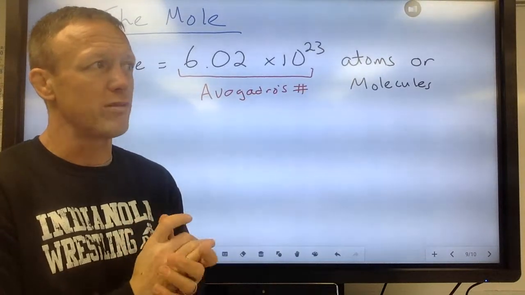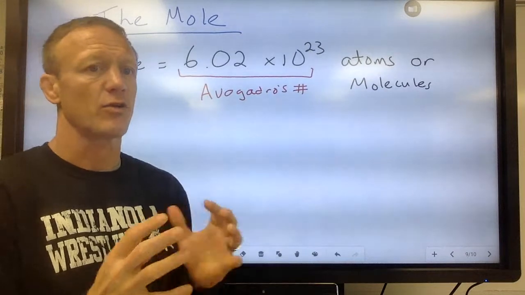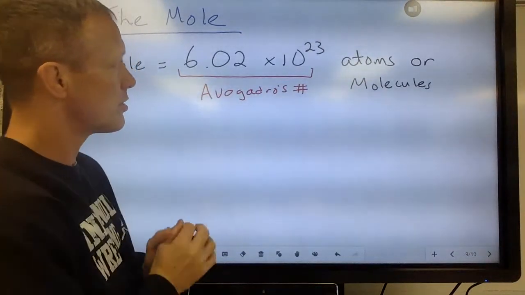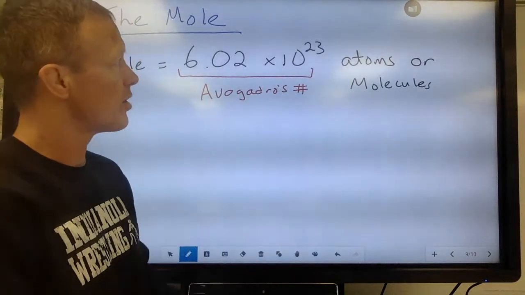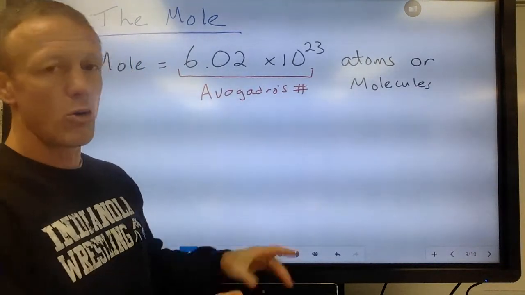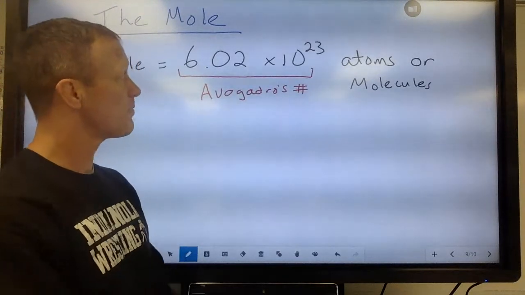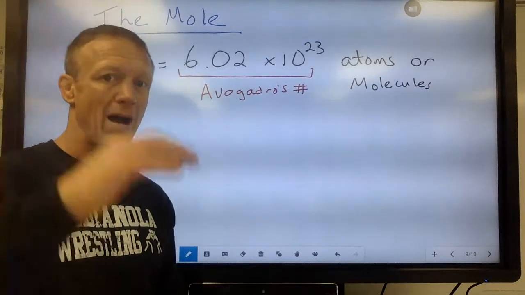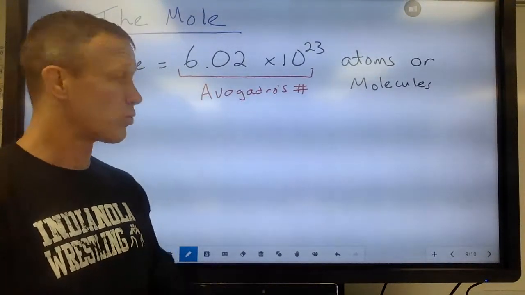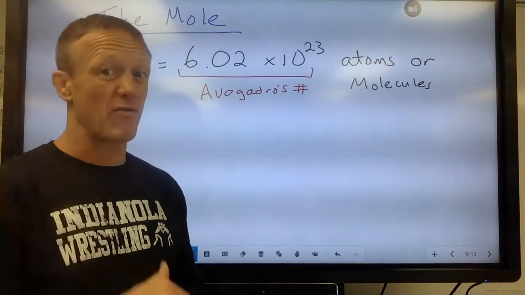If you counted all the blood cells in your body, you wouldn't even be close to a mole. Grains of sand on Earth would not be even close to this number. So this is a very, very, very large number. If you had a mole of marbles, they would cover the entire surface of the Earth to a depth of around 4 miles. Just one mole.